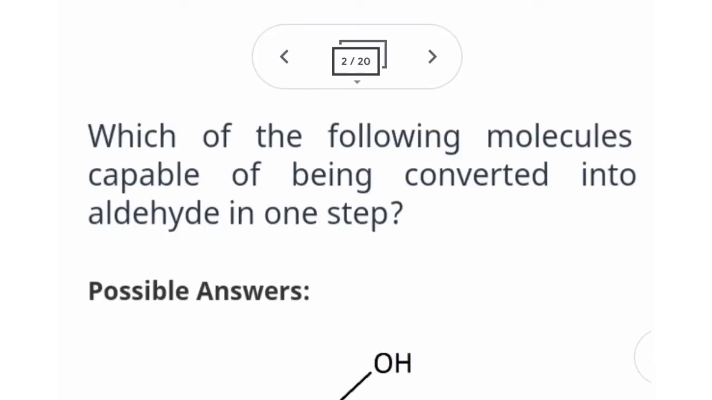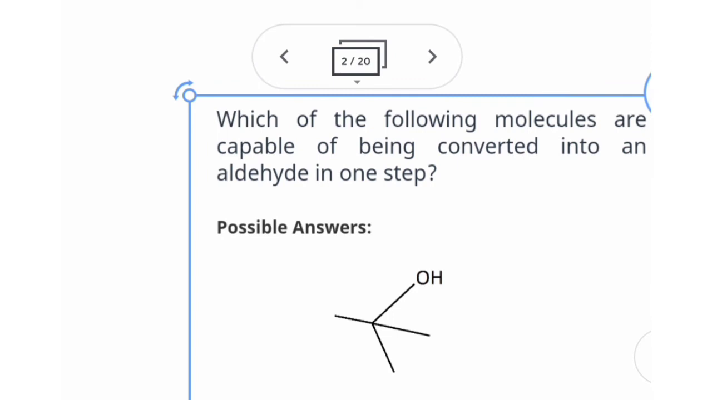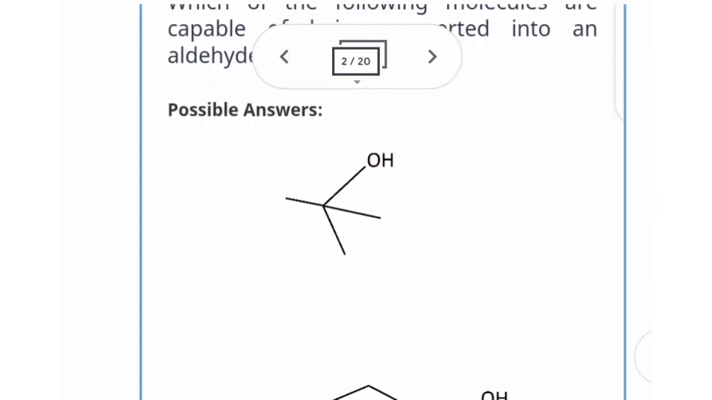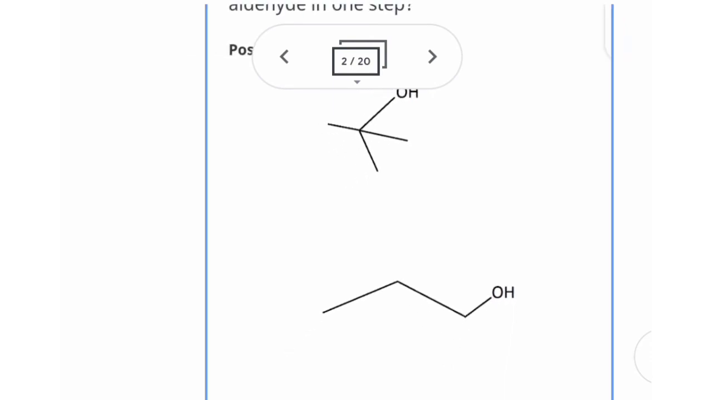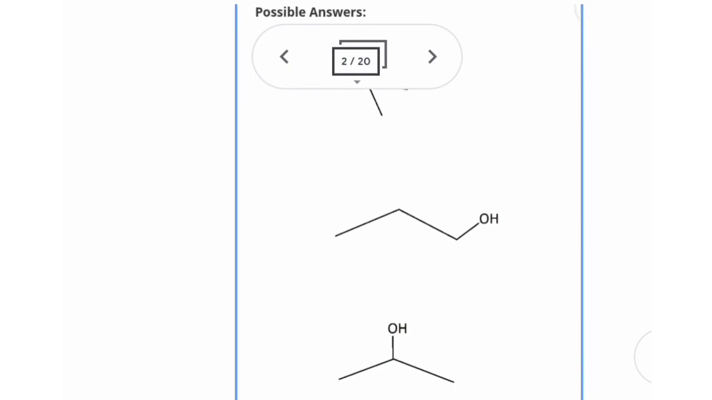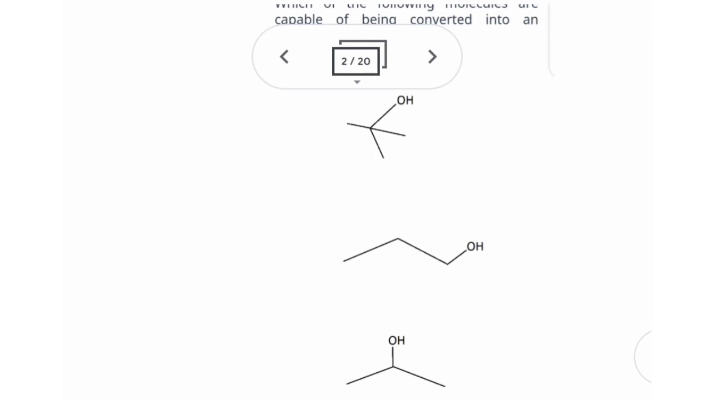So let's look at our third question. Our third question is saying, which of the following molecules are capable of being converted into an aldehyde in one step? So that is the question right there, and we have possible answers. You can see this first molecule is our possible answer. Then we also have another possible answer right there. Then the third choice is that particular alcohol right there. So which one is the answer here?